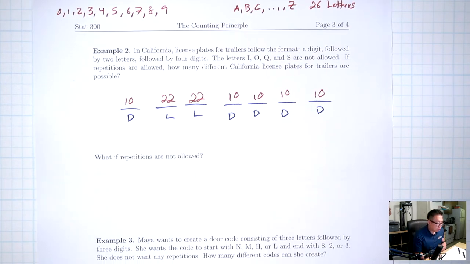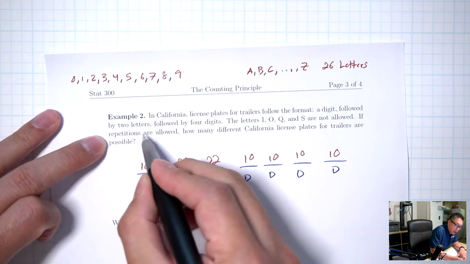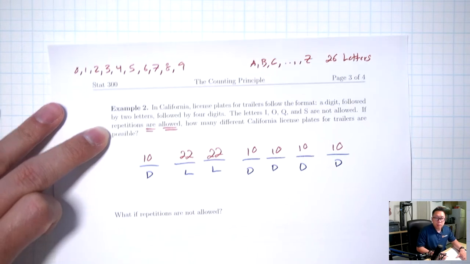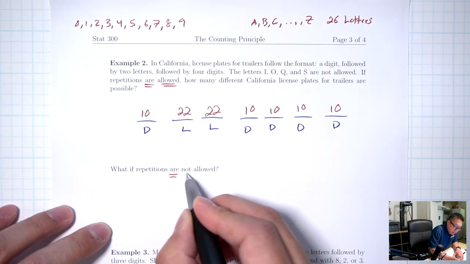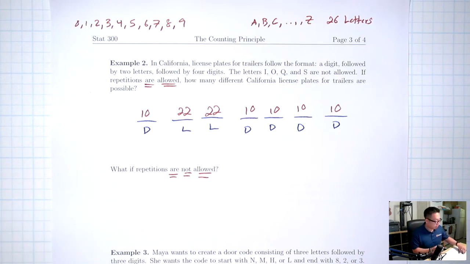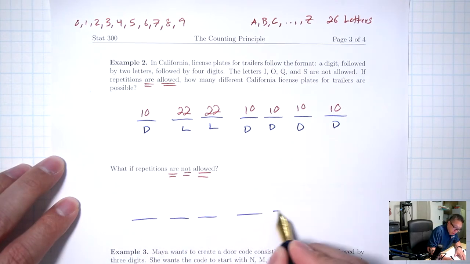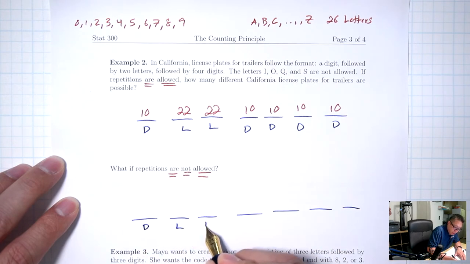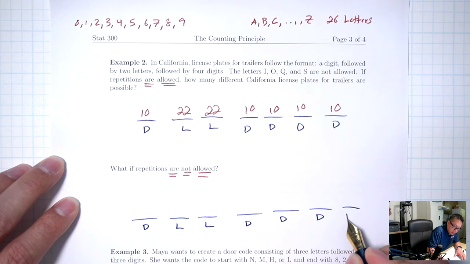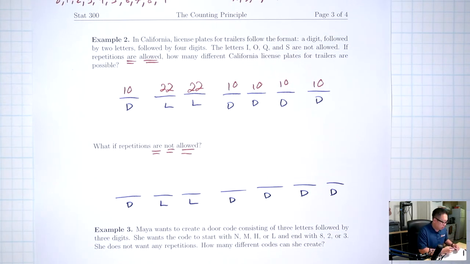Second part. What if repetitions are not allowed? So notice that for the first part here, repetitions are allowed. Now, what if repetitions are not allowed? What's the difference? Let me first copy the blanks. The digit, letter, digit. Okay. Now, the first time you fill in a digit or letter, it should be the same as the first part, okay?